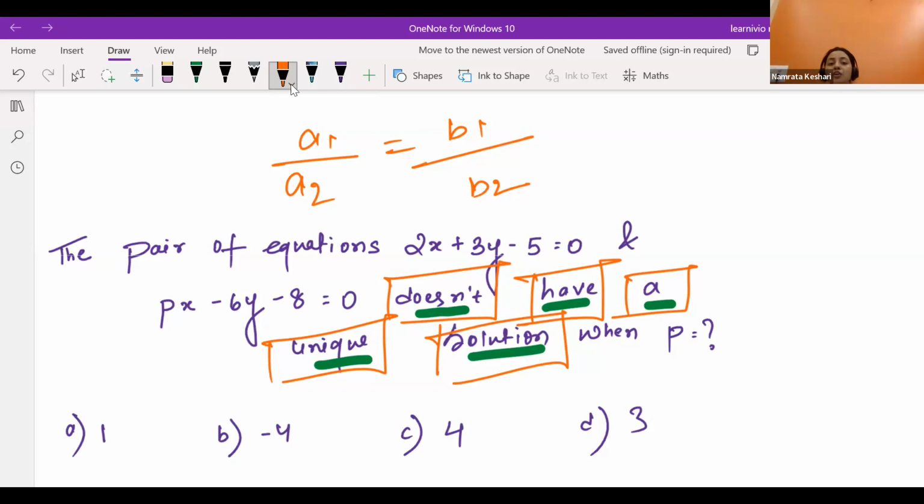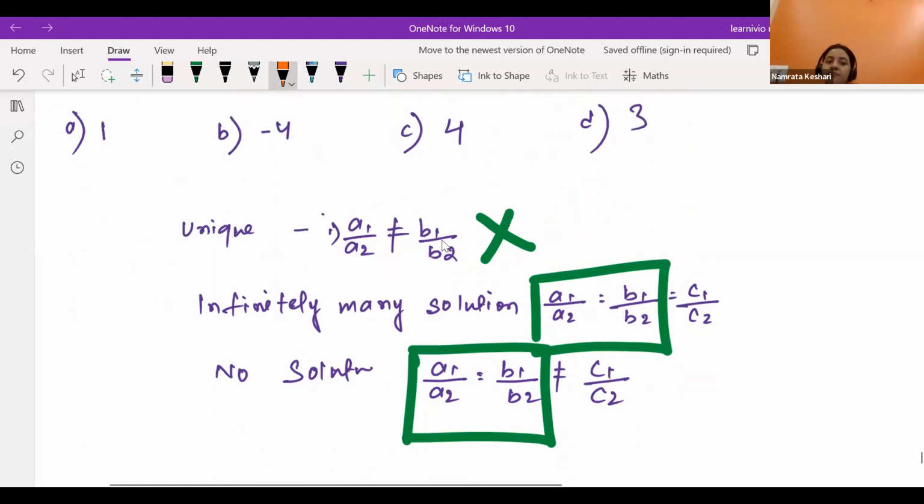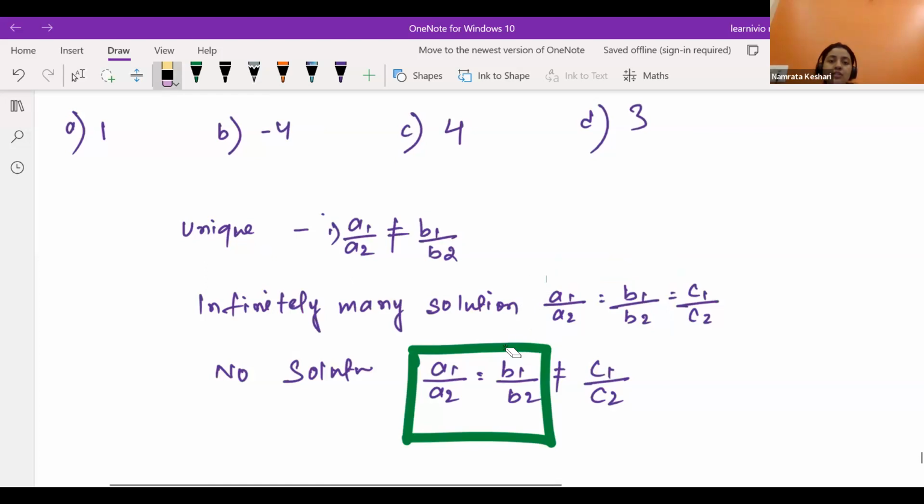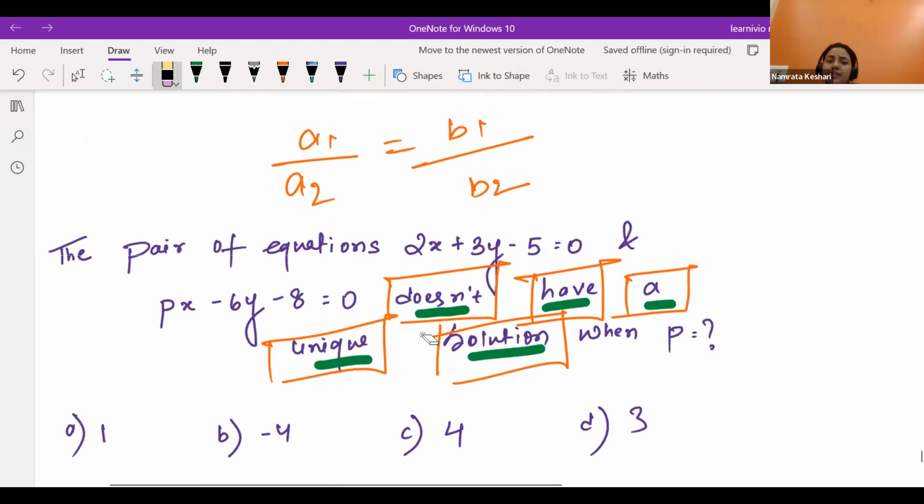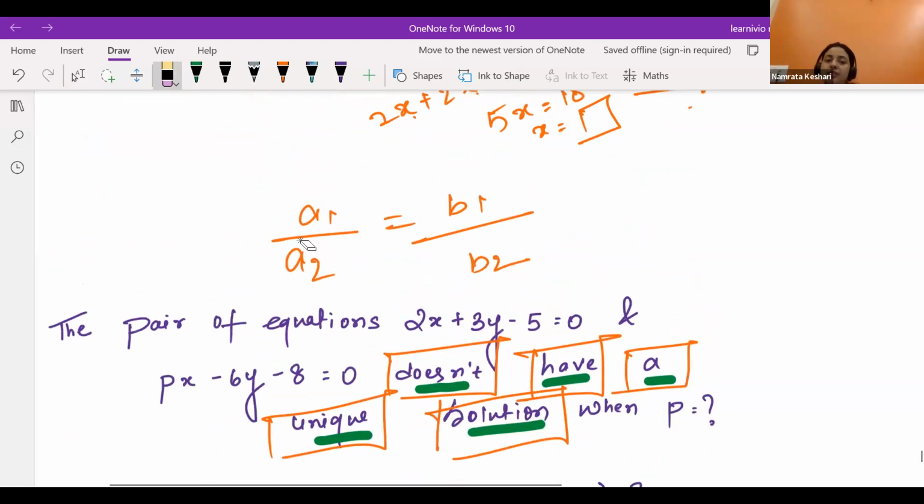Here it says that the pair of equations does not have a unique solution. Now here I have written all the formulas, all the conditions: for a unique solution, A1 by A2 must not be equal to B1 by B2. Infinitely many solutions is this scenario. No solution is this scenario. So these are the conditions which you must have learned. Here, if it doesn't have a unique solution, that means we can take A1 by A2 is equal to B1 by B2. So far, is it clear to everyone?